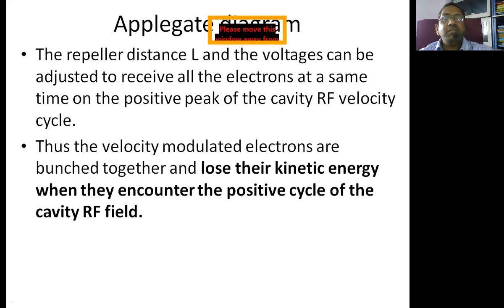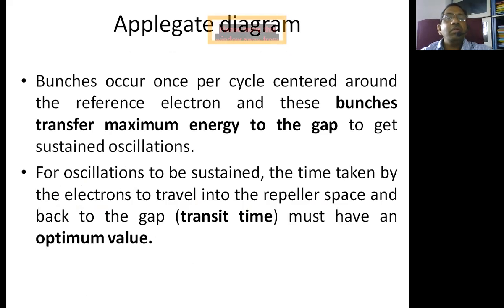Thus the velocity modulated electrons are bunched together and lose their kinetic energy when they encounter the positive cycle of the cavity RF field. That means the kinetic energy is lost and converted, and is tapped from the output side. Okay, so this is how we generate the bunches.